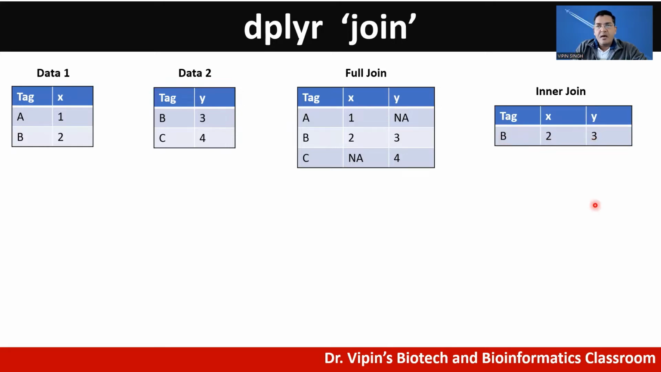Right? Then you also have the left join and the right join. So the idea of left join is that the tags from dataset 1 will be your tags of reference, and all corresponding values in dataset 1 and dataset 2 will be joined together.